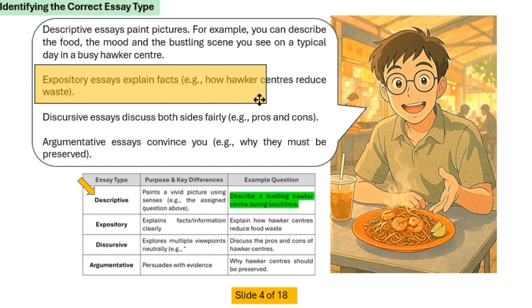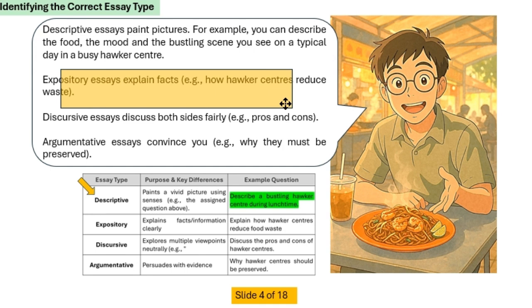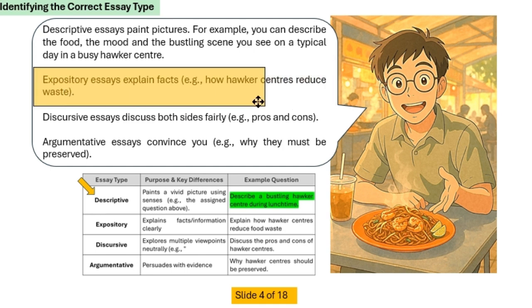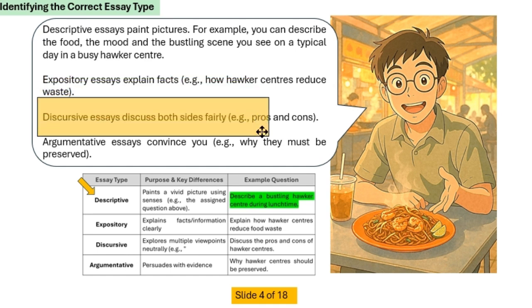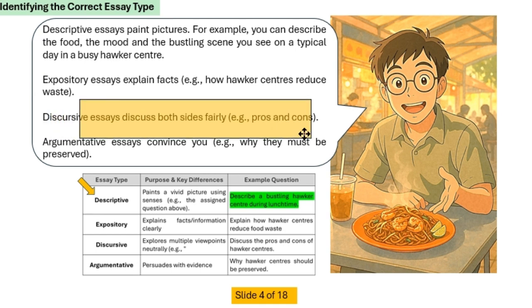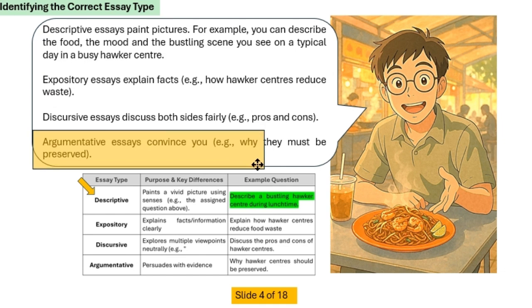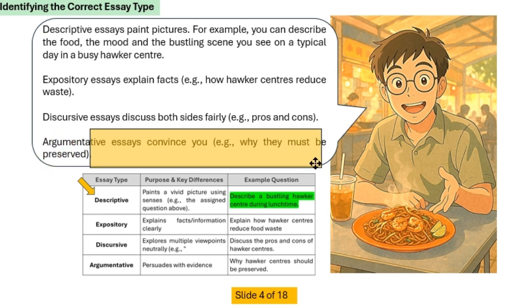They are different from expository essays which explain facts. For example, the question, how hawker centers reduce waste, is an expository type. Descriptive essays are also different from discursive essays, which discuss both sides of an issue fairly. And it's certainly not an argumentative essay, which tries to convince readers on certain issues. For example, the question, why should hawker centers be preserved?